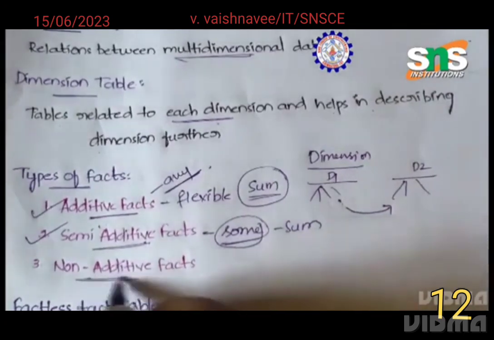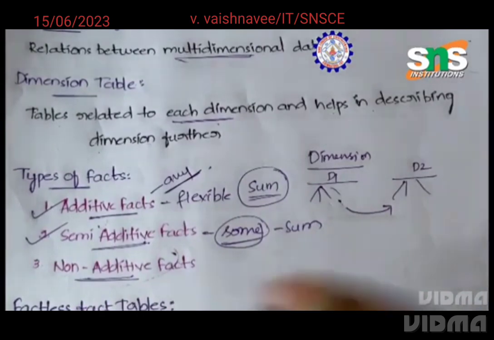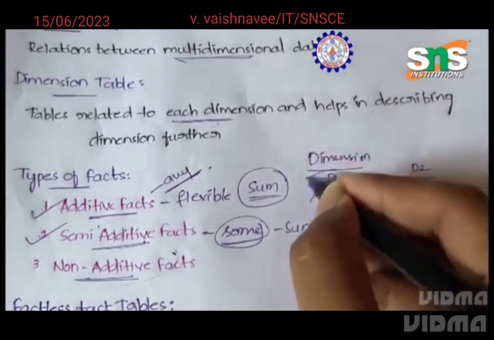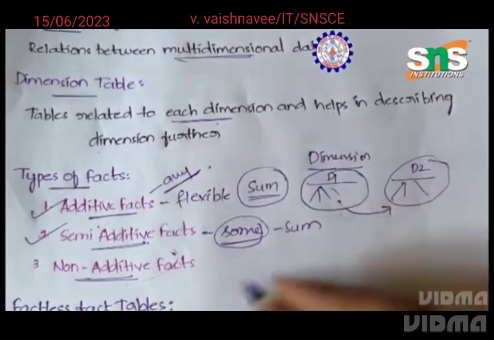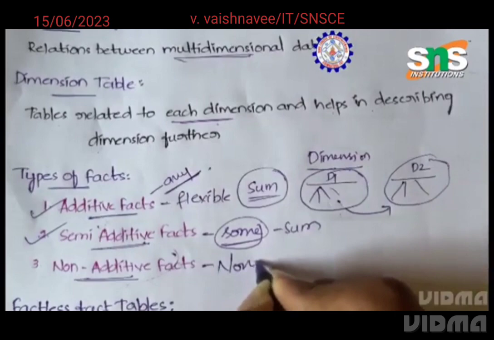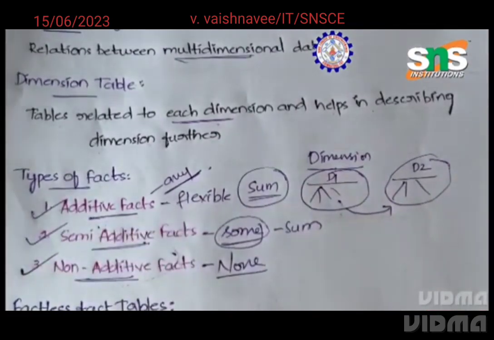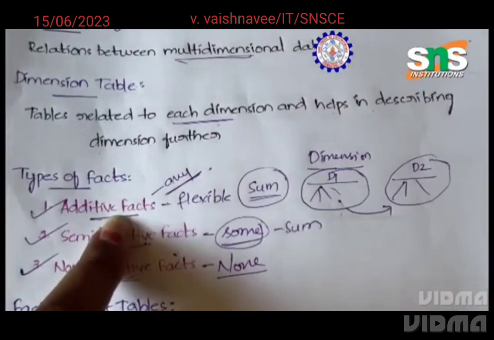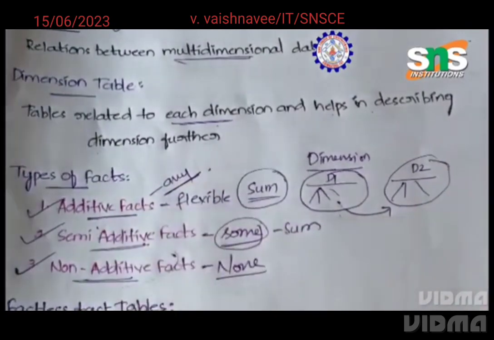Okay, and coming to non-additive facts. What do you mean by non-additive facts? It means they cannot be summed up across any of the dimensions. You cannot sum them up. None. You cannot sum up any facts with the other dimensions. In additive facts, you can sum up any facts. Here, only a few facts. Here, you cannot sum up any facts. Okay, so this is about the types of facts.